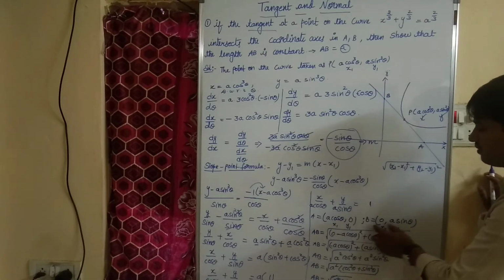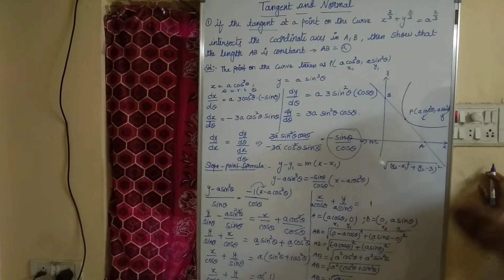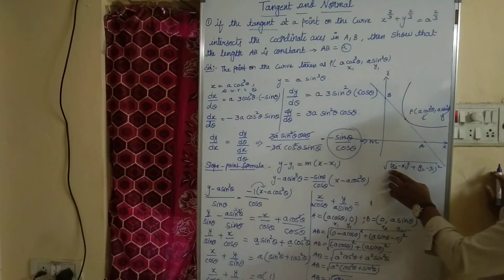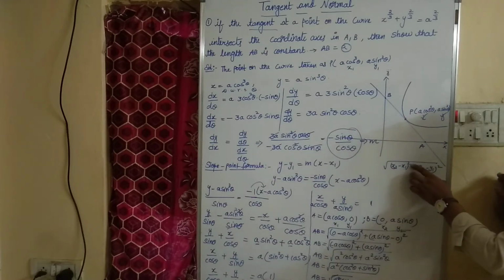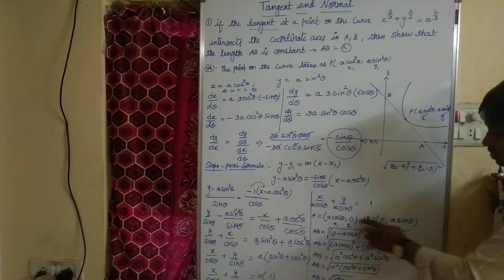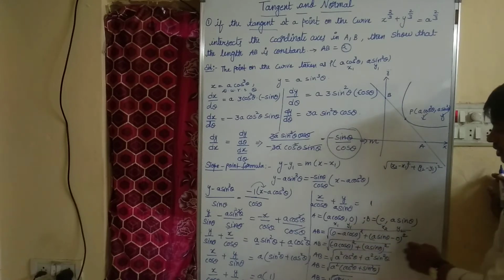So this is x1 y1, x2 y2. They are asking to prove that the length of AB is constant. I mean the distance between A and B. What is the distance between 2 points formula? Square root of x2 minus x1 whole square plus y2 minus y1 whole square. So 0 minus a cos theta, that is a cos theta; a sin theta minus 0, that is a sin theta.